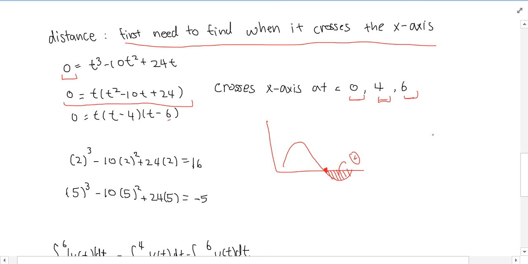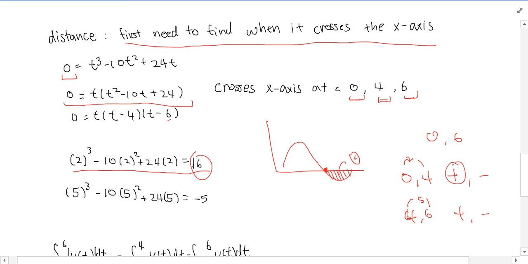And since our interval is from 0 to 6, we know that from 0 to 4 our graph is either positive or negative, and from 4 to 6 our graph is either positive or negative. To figure that out, we plug in a number between 0 and 4, let's say 2, and a number between 4 and 6, let's say 5, and see which one is positive and which one is negative, which one is above the x-axis and which one is below. We plug in 2, as I did here, and I find that the answer is 16, so we already know that 0 to 4 is positive.